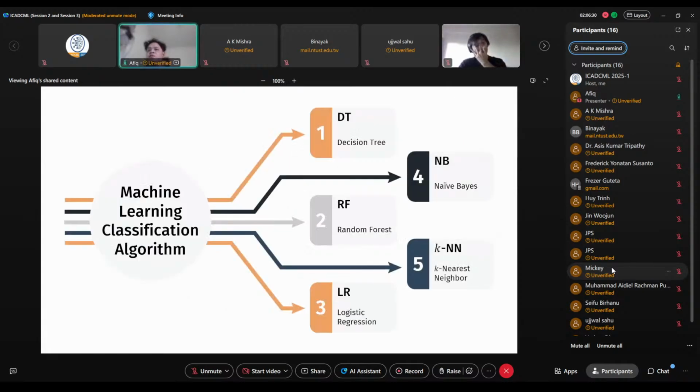The classification is performed using machine learning algorithms. There are 6, namely decision tree, random forest, Gaussian Naive Bayes, Naive Bayes, logistic regression, and k-nearest neighbor.